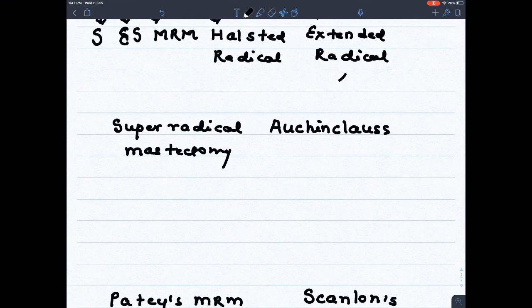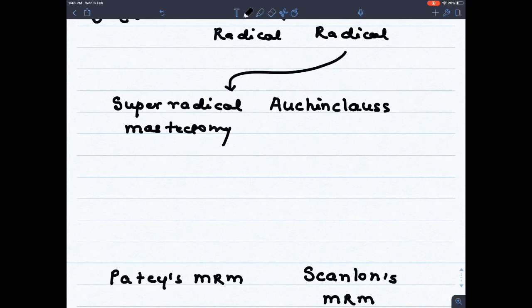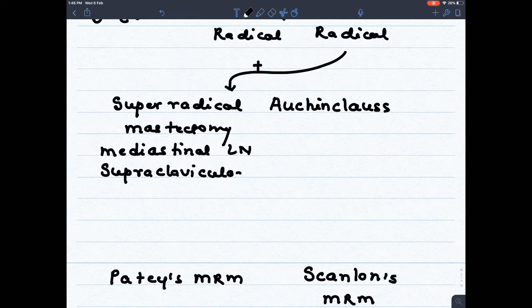In super radical mastectomy, we have to follow the rule of extended radical, plus there are 2 other lymph node groups which will be removed. Those are mediastinal lymph node group and supraclavicular lymph node group. So extended radical plus mediastinal and supraclavicular lymph node removal is equal to super radical.